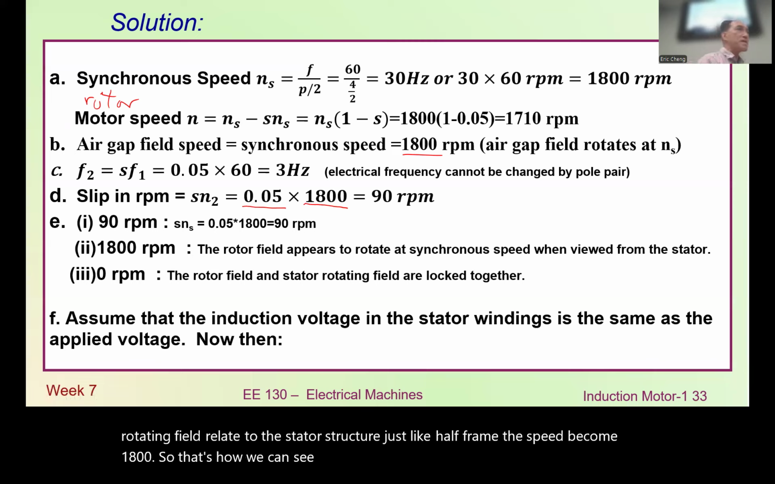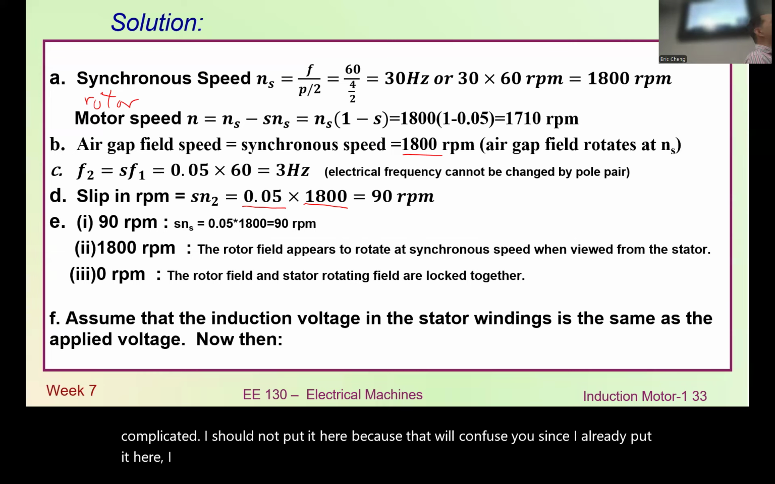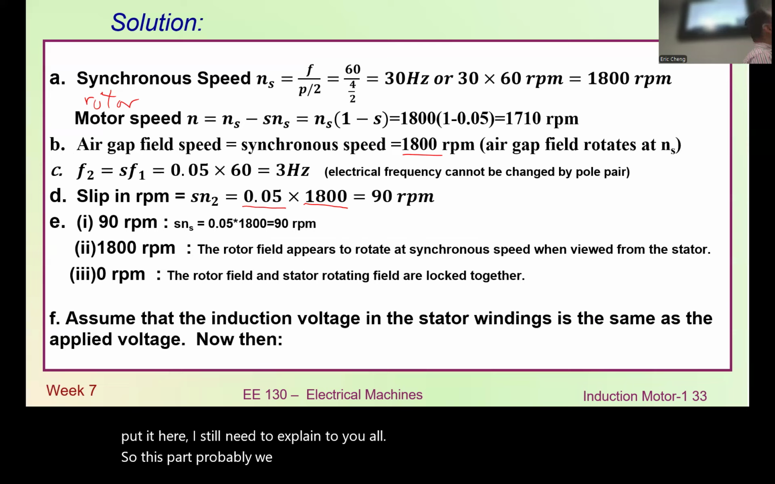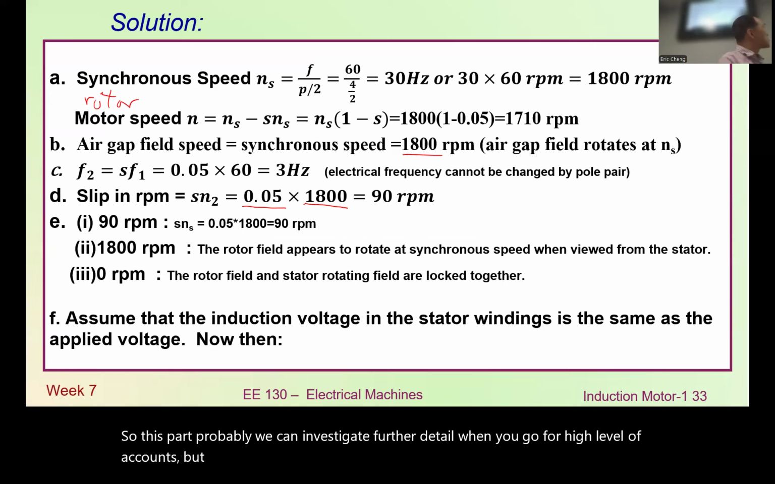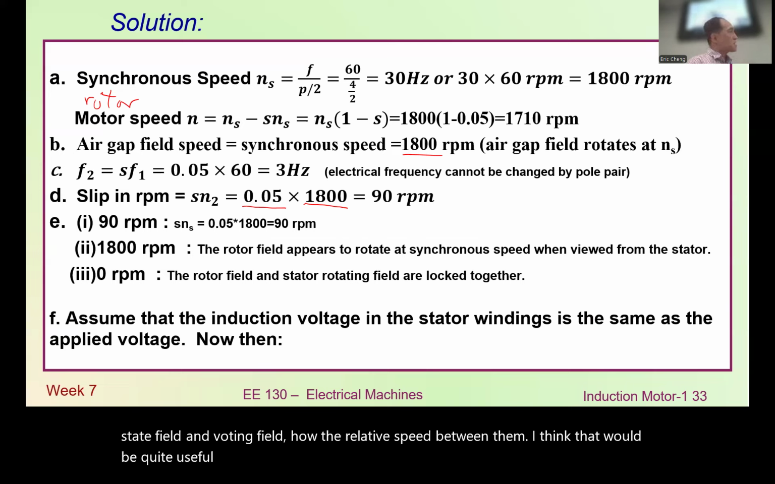The field concept here is slightly complicated. I should not have put it here because that will confuse you. Since I already put it here, I still need to explain it to you all. This part, we can investigate in further detail when you go to a higher level of the class. But for this time, you are able to understand the correlation between the stator field and rotor field, and the relative speed between them. I think that would be quite a useful concept. You try to understand them. I'm not quite sure you understand. Do you get it?